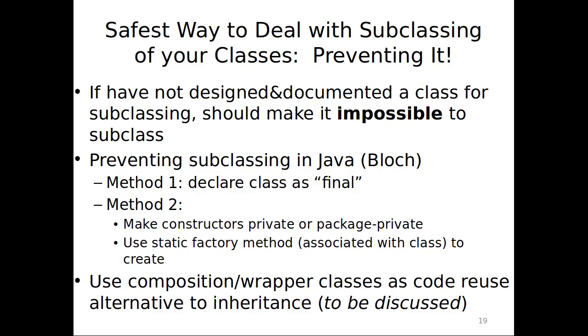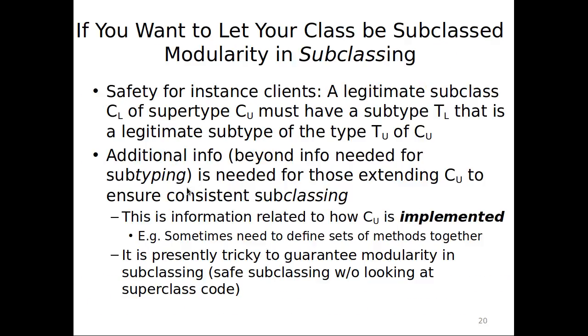We are going to see later how we can use wrapper classes and composition as an alternative to inheritance, so probably next time, maybe the time after that. So in many cases, we can avoid subclassing. Very importantly, if we create a class, we can design it in a way that prevents it from being subclassed. But we're going to go through a set of methods that allow us to more safely subclass a class. If you wish to allow it to be subclassed, you can do so with much greater safety.